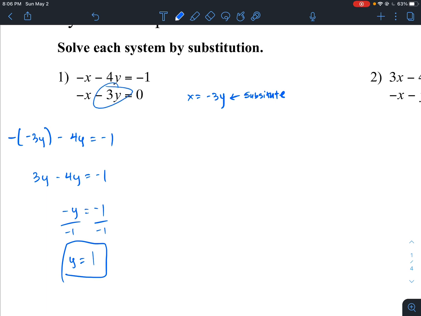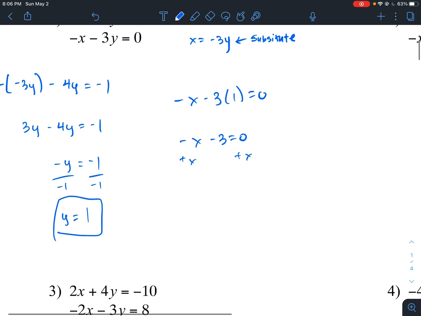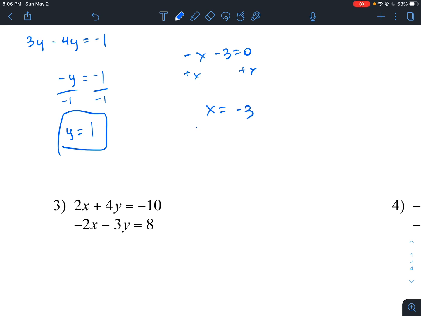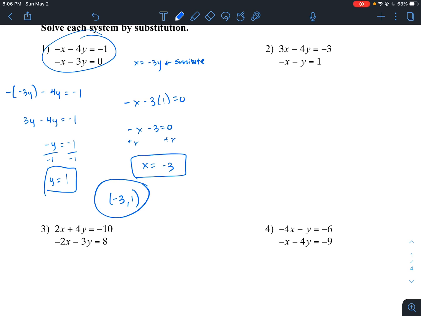So I'm going to plug it into this one right here. So I have negative x minus 3 times 1 equal to 0. Now, if I solve for this, notice that I now eliminated the y variable, and that's left me with only the x variable in this equation, which means I can solve for x. So I get negative x minus 3 equal to 0. Let me add x to both sides, and I'm going to get positive x is equal to negative 3. So my solution is negative 3 comma 1. So these two linear equations are going to meet, or intersect, at the point negative 3, positive 1. Okay, at negative 3, positive 1.